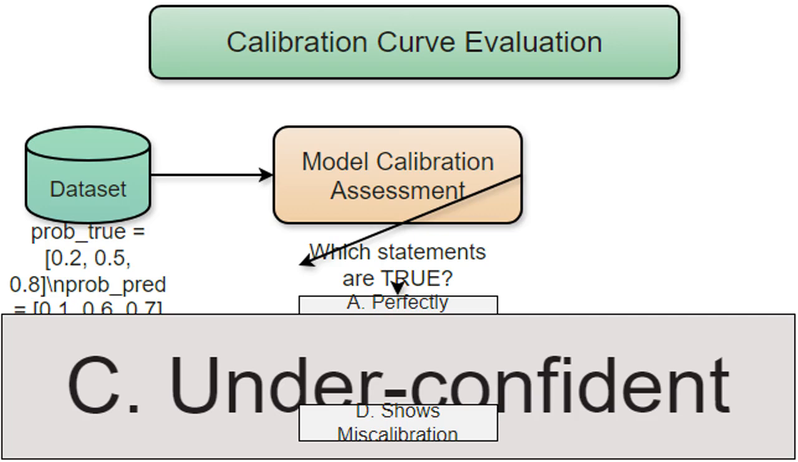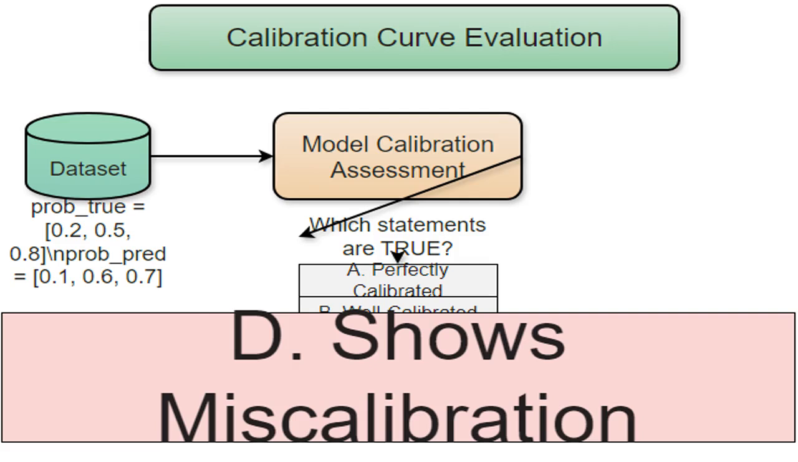An underconfident model consistently predicts lower probabilities than are actually observed. While it is true in the first bin, this isn't consistently true across all the bins. This isn't a universal characteristic here. This option says the model shows some miscalibration. This is true because the prob_true and prob_pred values show some consistent, albeit small, differences. This is the correct interpretation.